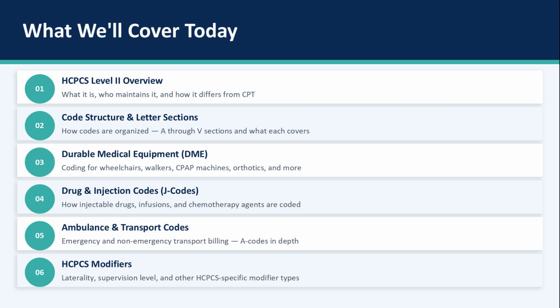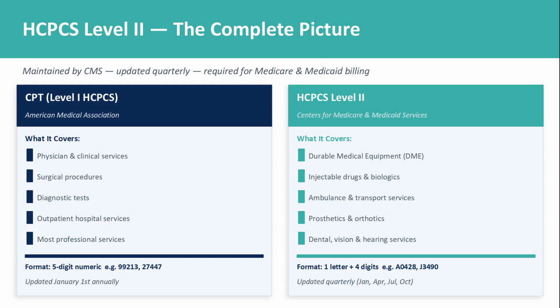HCPCS modifiers. These are different from CPT modifiers. They include things like laterality modifiers, left side versus right side, supervision modifiers, and others that only exist within HCPCS Level II. Let's start with the big picture. Let's get our bearings first with a side-by-side comparison of CPT and HCPCS Level II, because understanding the relationship between these two systems is foundational.